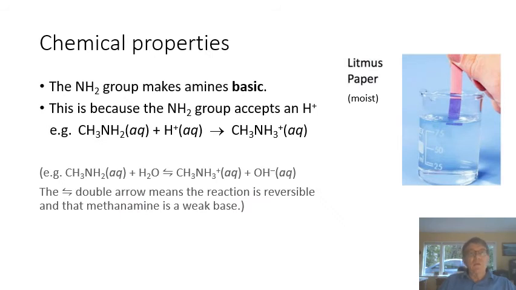What about some of their chemical properties? Well, the amino group, the NH2 group, makes amines basic. What does basic mean? Well, it means these molecules can accept a hydrogen ion. So the nitrogen has a lone pair of electrons on it. We'll talk about them later. And that's where the extra hydrogen attaches itself, because it's positive and it likes electrons. So instead of NH2, we get NH3+.